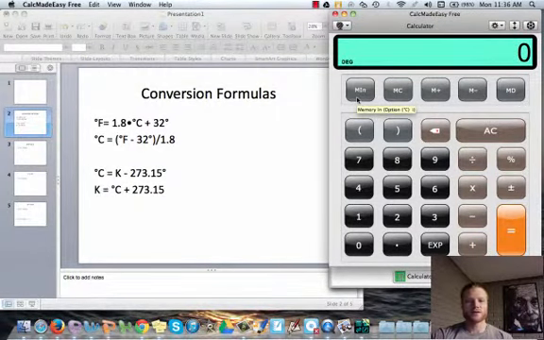In today's video, we're going to be going through how to convert from Fahrenheit to Celsius and from Celsius to Kelvin. So this will be helpful for the conversion worksheet that was assigned to you recently.